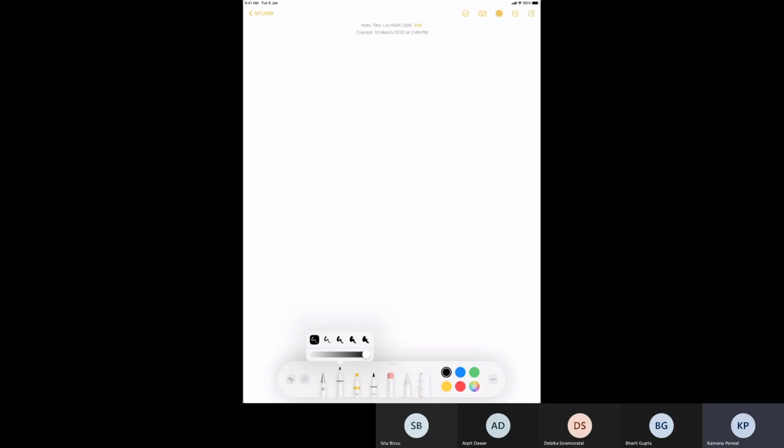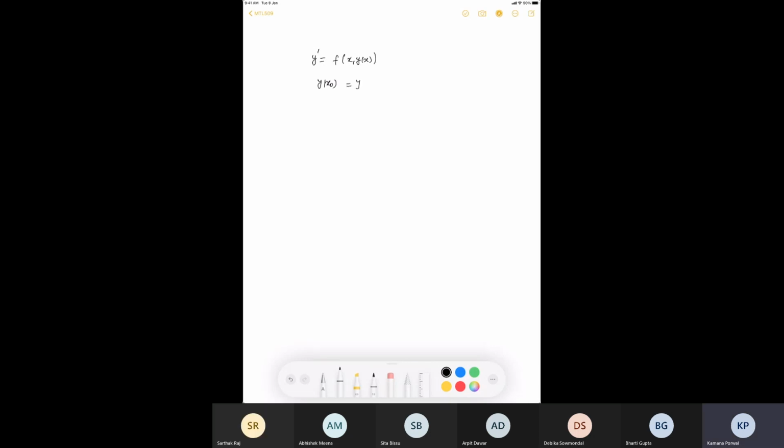So in the last lecture, we started with understanding the numerical methods for this initial value problem, which consists of this differential equation together with this initial condition. Let's call this 1 and this 2. So the first method in this direction we obtained is the Euler's method.